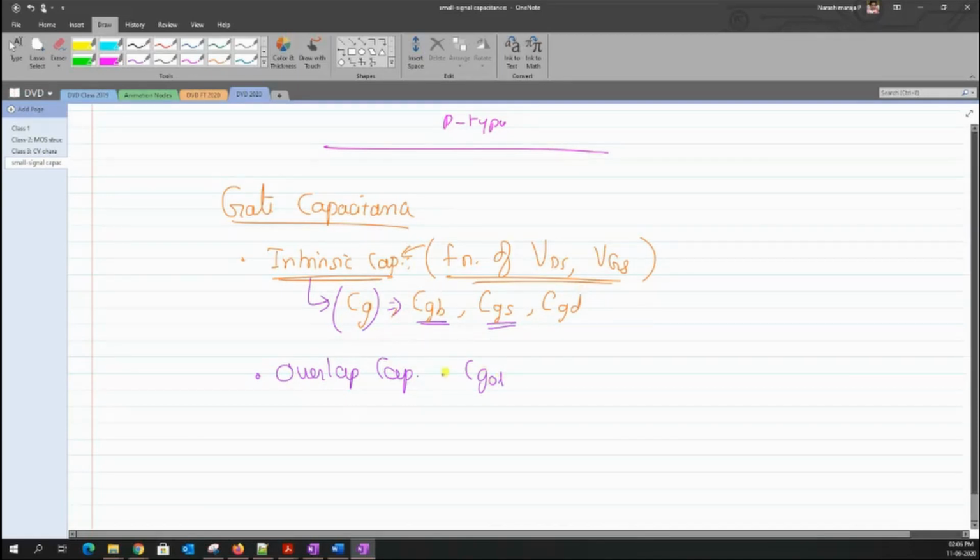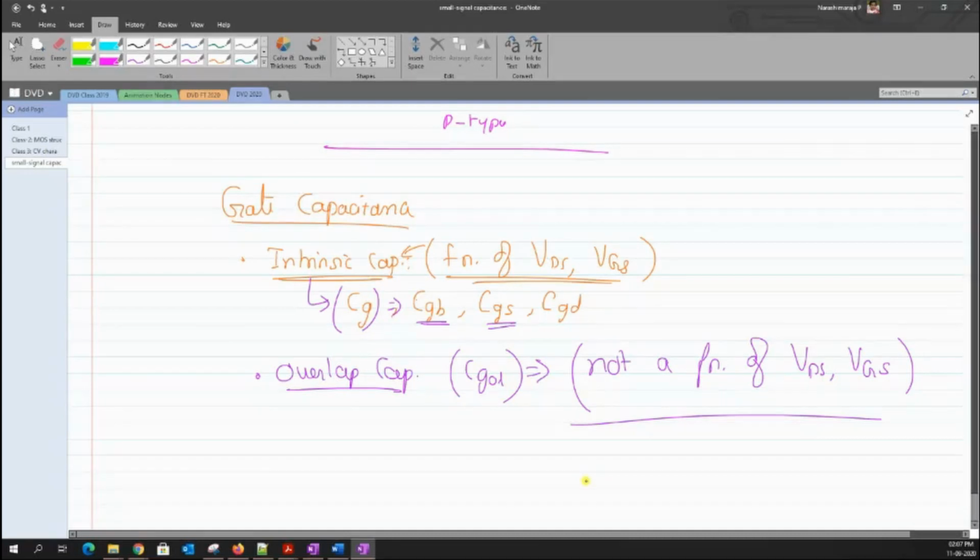Clear? In the same way, I will also have a capacitance which is known as an overlap capacitance. It is called CGOL, and it is not referred to any particular terminal. But when I try to refer to a terminal, it would take the form of CGSOL, CGDOL, something like that. Clear? First, let me explain what this overlap capacitance is. What we will find at the end is that this overlap capacitance in general is not a function of VGS nor VDS. This is what we will try to see in this particular topic.